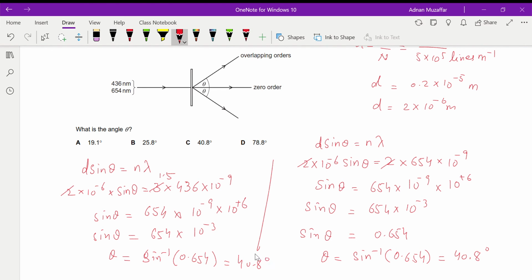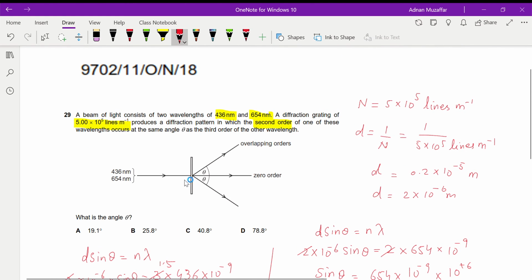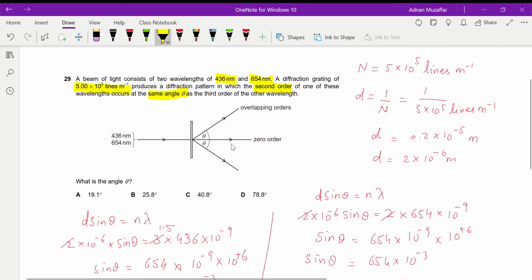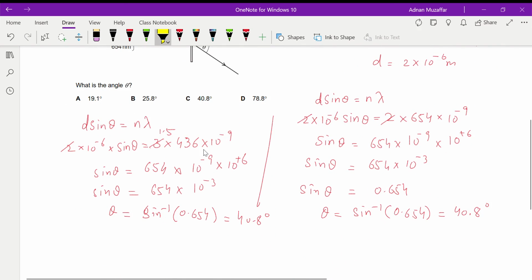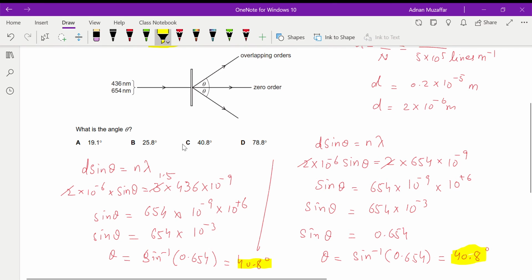As it has been mentioned in the question, the diffraction pattern in which the second order of one of these wavelengths occurs at the same angle theta as the third order of the other wavelength. Same angle theta means you are getting the same value of the angle, even by using the third order and the other wavelength. So this could be the answer: 40.8 degrees and 40.8 degrees, you are getting the same angle, and 40.8 degrees, answer C.